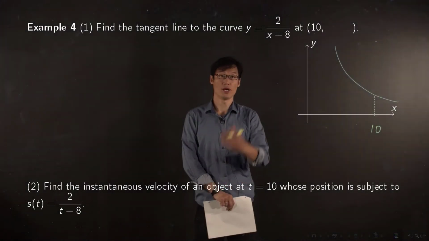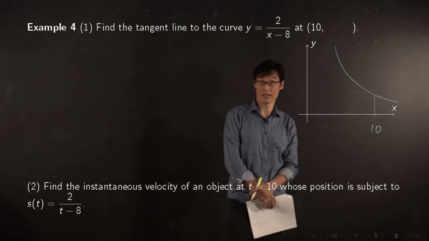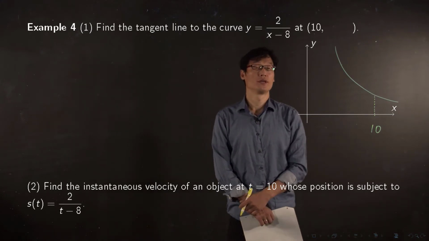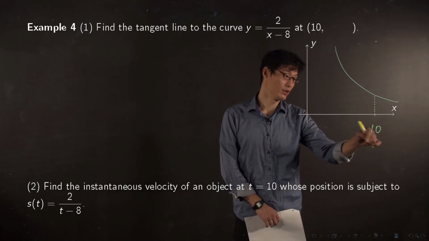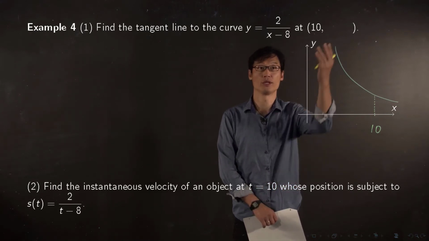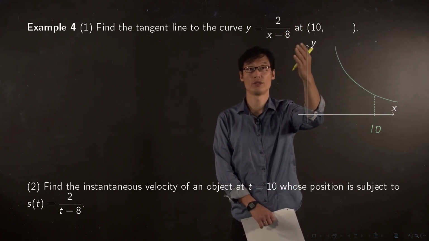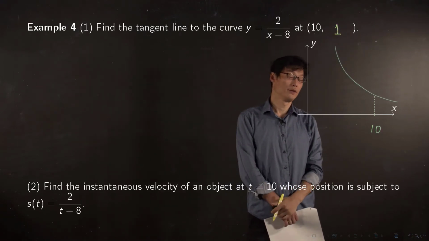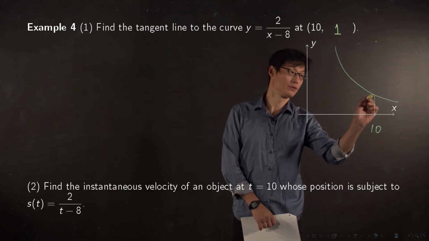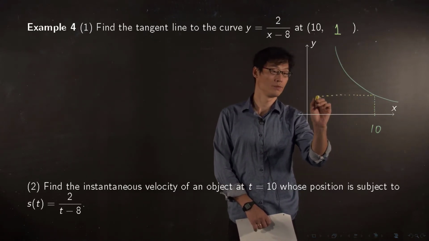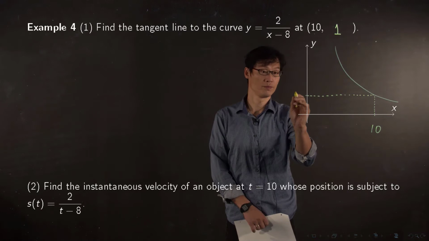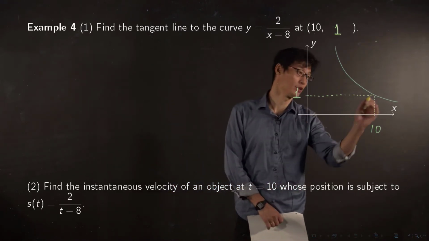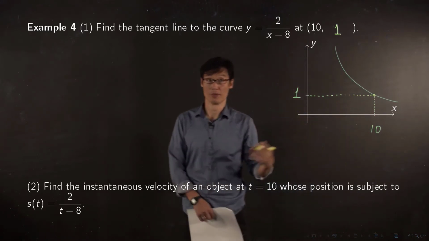Another example, our function is 2 over x minus 8. We are interested in tangent line to the curve at a point. We are given a value 10, x equals 10. When you plug in 10 here, we have 2 over 10 minus 8, or 1. Good. And to find the tangent line at this point, we need to use the limit.